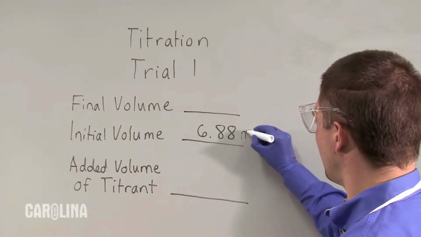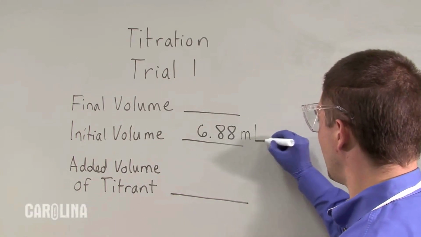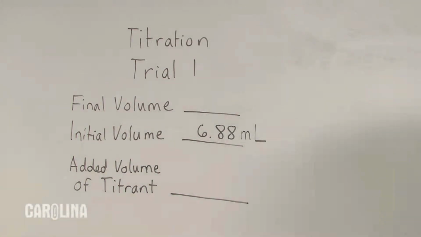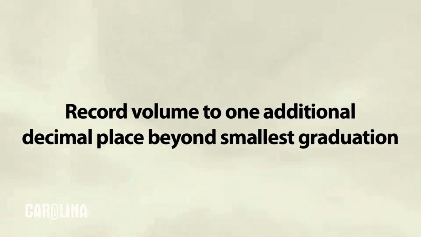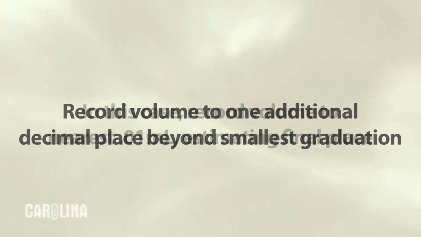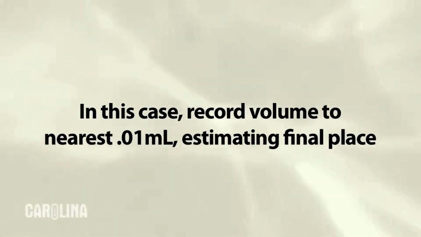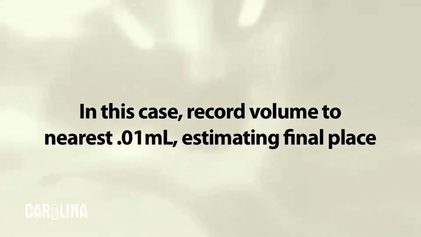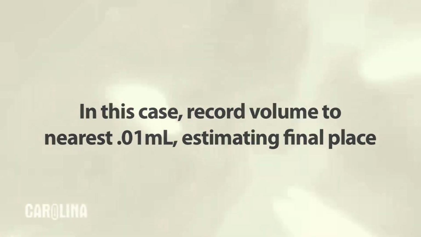Secondly, it is important to read your volume to the correct number of significant figures. This burette indicates volume to the nearest 0.1 milliliters. With any graduated glassware, record the volume to one additional decimal place beyond the smallest graduation. In this case, record the volume to the nearest hundredth of a milliliter, estimating the final place.